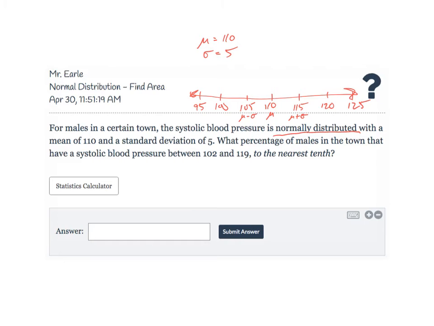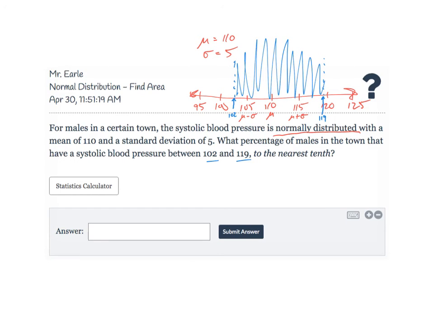What percentage of males in the town have a systolic blood pressure that's between 102 and 119? So 102 would be somewhere around here, and 119 would be right about there. So what we're trying to figure out is what is the percentage of data that's within this range. And I know that it's going to have a bell shape to it, so it's going to look something like that. So what I'm going to want to do is find the z-score for 102, find the z-score for 119 first.